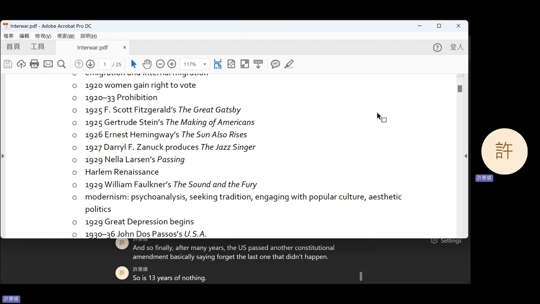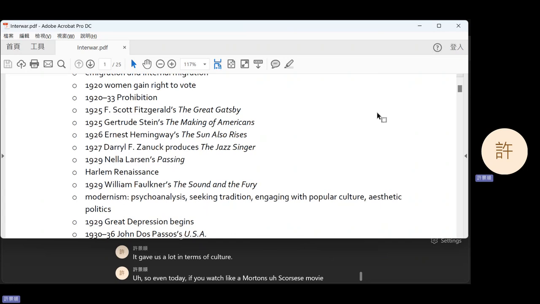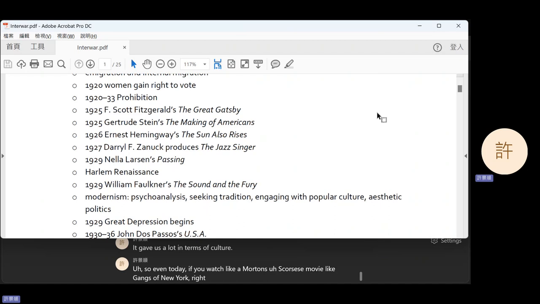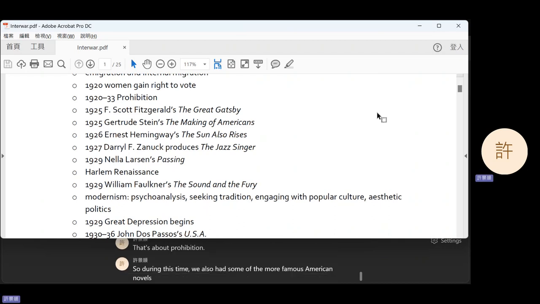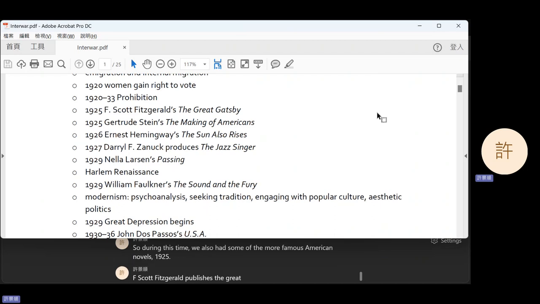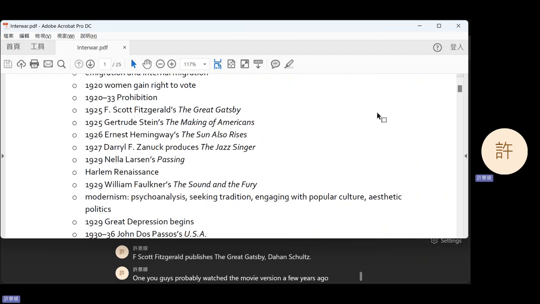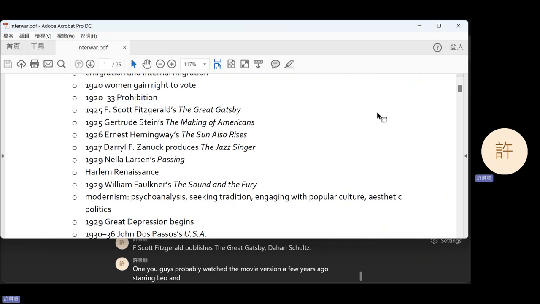Well, not nothing. It gave us a lot in terms of culture. So even today, if you watch a Martin Scorsese movie like Gangs of New York, right, that's about Prohibition. So during this time, we also had some of the more famous American novels. 1925, F. Scott Fitzgerald publishes The Great Gatsby, 大亨小传. You guys probably watched the movie version a few years ago, starring Leonardo DiCaprio.